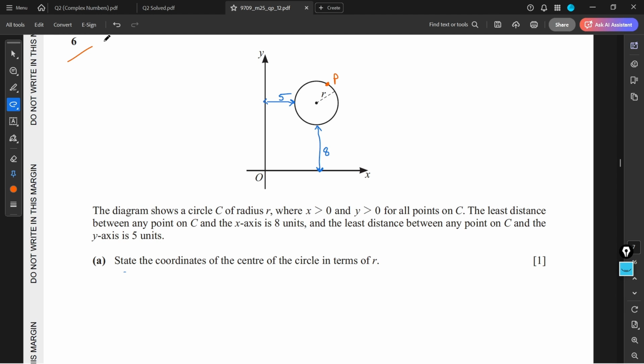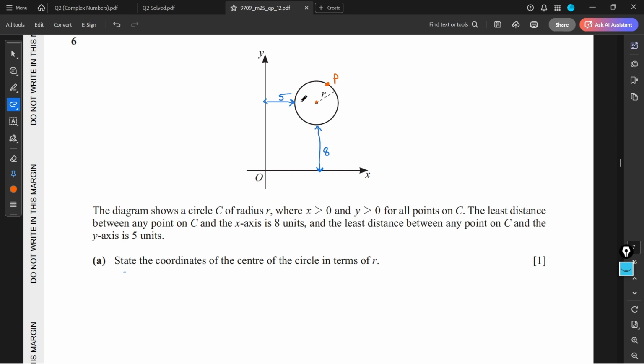All right guys, so I just wanted to clear this with you. And now let's move on to the sixth question. The diagram shows a circle with radius r such that all the coordinates over here, that is x comma y, will be positive. Over here they're just saying that my circle lies in the first quadrant. The least distance between any point on the circle and the x-axis is 8 units. So it's really very important that you understand that between the x-axis and the circle, the minimum distance is the distance that I have highlighted over here, which is 8. Just like this, the least distance between a point on the circle and the y-axis is 5. So the least distance, as you can see, is 5 over here. Now we have to state the coordinates of the center of the circle in terms of r.